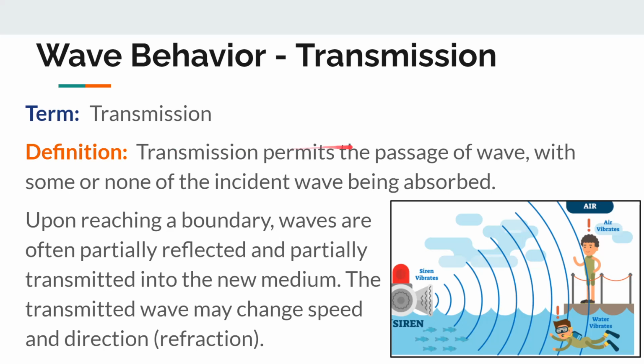Transmission permits the passage of a wave with some or none of the incident wave being absorbed. Upon reaching a boundary, waves are often partially reflected and partially transmitted into the new medium. We saw examples of that yesterday where you had both of those happening at the same time. The transmitted wave may change speed and direction, so it may also undergo refraction. Oftentimes it does, because the new medium typically has different properties than the original medium did. But transmission is just going through the new material.